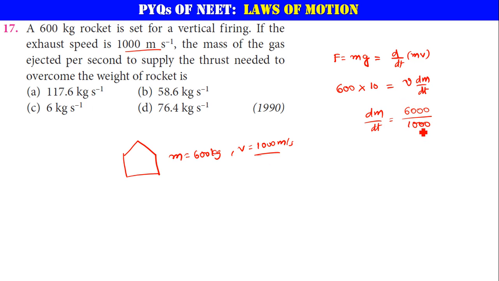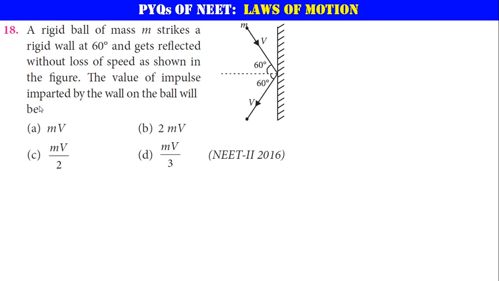Okay, so this is nothing but 6 kg per second. That is going to be the answer. Alright, next, a rigid ball of mass m strikes a rigid wall at 60 degrees, okay, like this, and gets reflected without loss of speed. Okay, speed is the same, v and v. The value of impulse imparted by the wall on the ball will be.